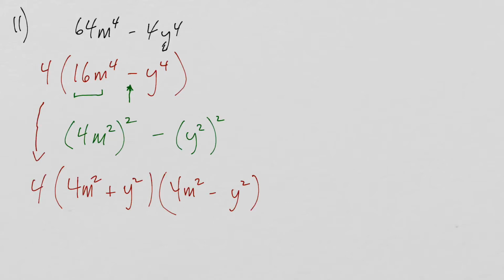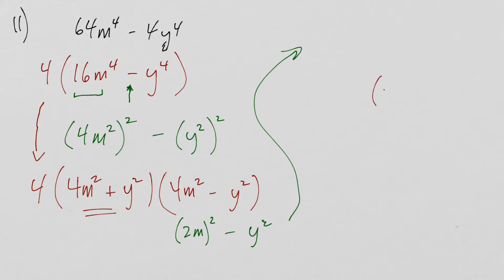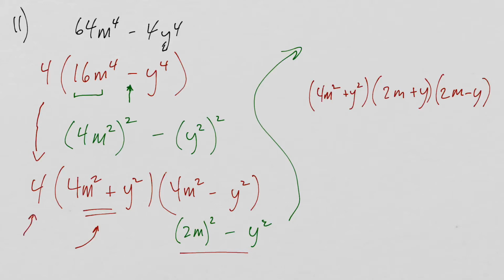Okay, this can no longer be factored, but this is the difference of two squares. In other words, this is 2m squared minus y squared. So that portion is going to become 2m plus y times 2m minus y. That's how this will factor. And then we still have this, so we'll put that in front: 4m squared plus y squared, and we still have this 4. So that entire thing factors like that.